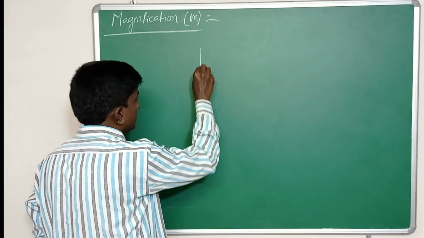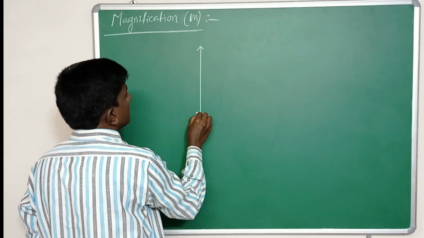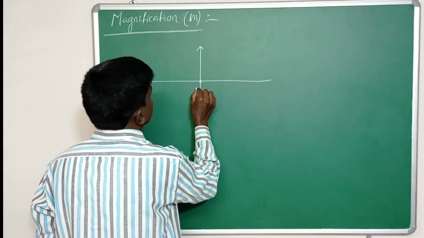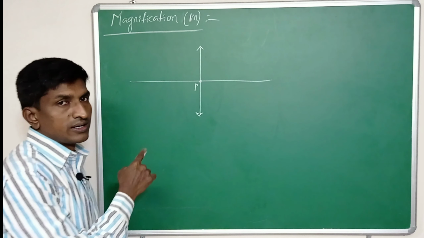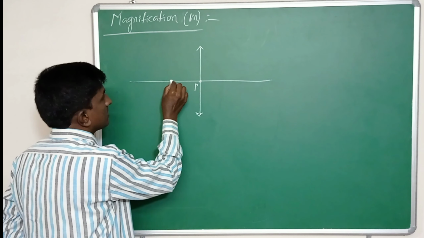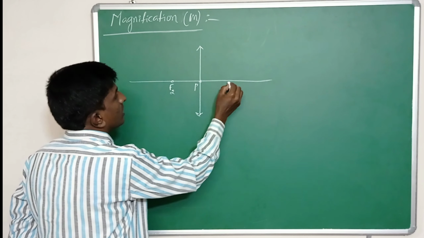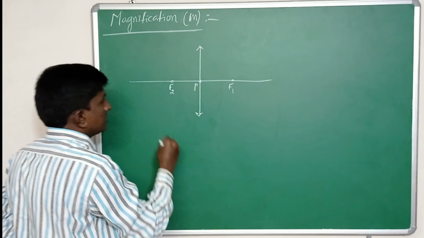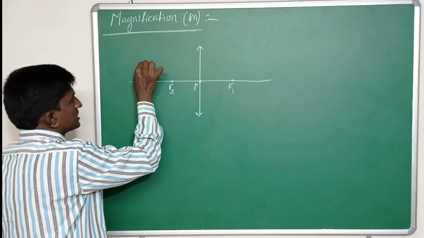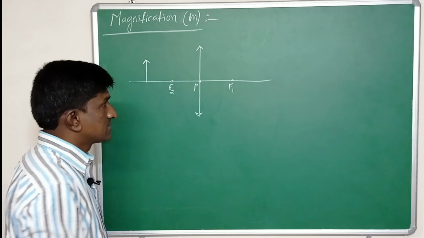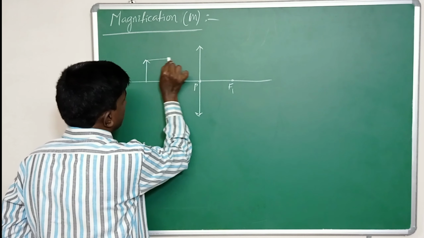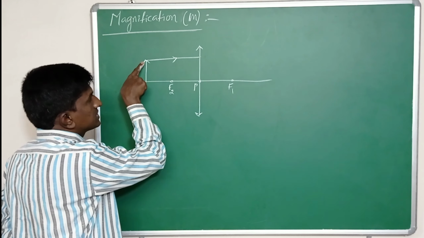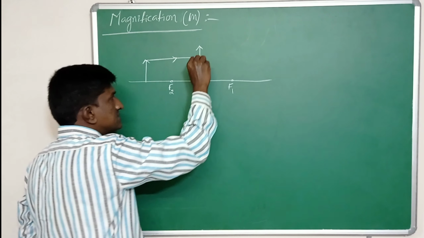So let us take a convex lens. Here I am using a convex lens to derive that magnification formula. P, that is the optical center, and focal points of two surfaces, and here I kept an object in front of a convex lens and a light ray passing from the top tip of the object parallel to the principal axis.